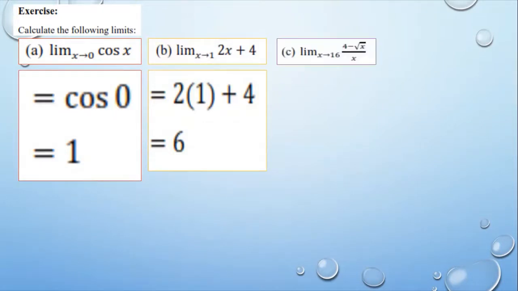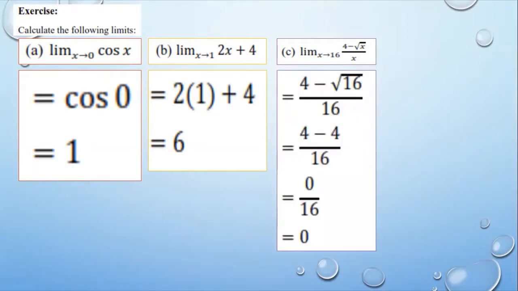It is so simple. Part C, when it is approaching 16, so (4 minus root of x) upon x. So root of x, in place of x you put 16, so it will be 4 minus root of 16 upon 16. Now root of 16 is 4, so 4 minus 4 is 0. So 0 divided by 16 is 0. Okay, it's not undefined, it's 0. So the answer is 0. Okay? Answer is 0.